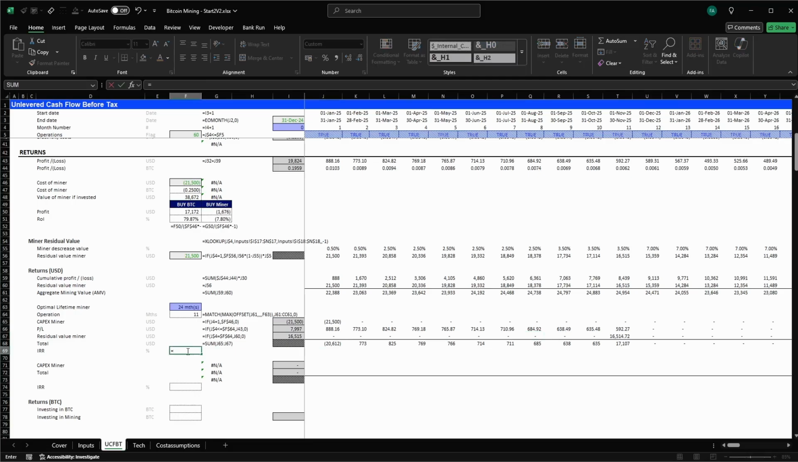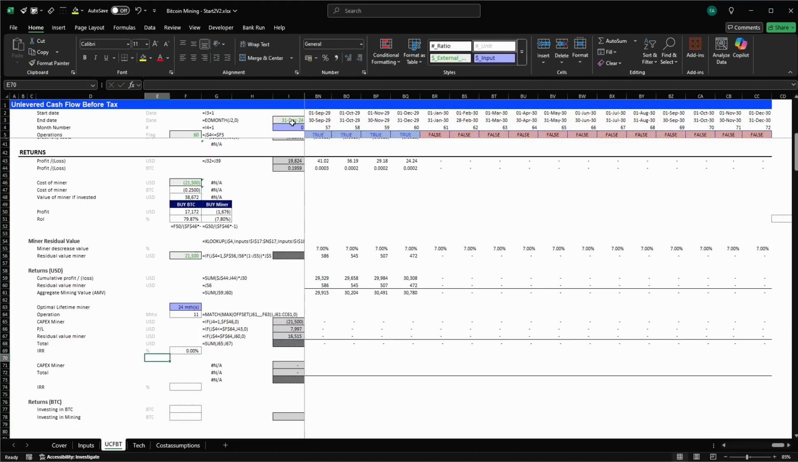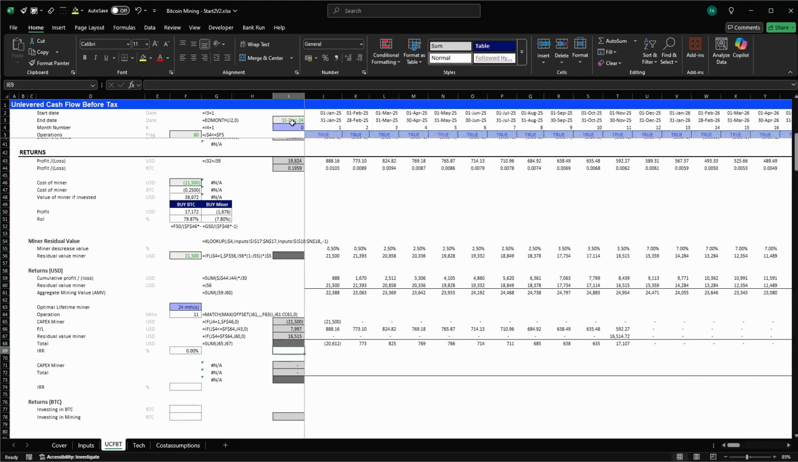It's going to be equal to the XIRR of the values. Okay, I have to start over here, comma, and then I'm going to grab the dates over here. I'm going to press enter. It's going to give us an error because I need here to be a negative number. It can be a really small one. Okay, there we go. So now we have a 21.35% return on this investment, okay?